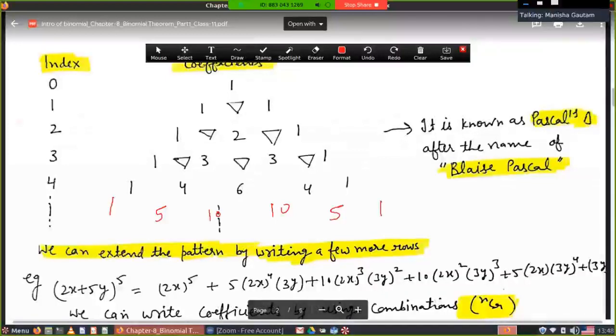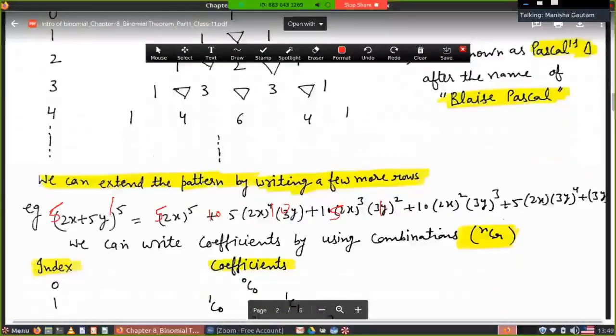If the index is 5, it means the expression has power 5, then the coefficients of the first term, second term, third term, fourth term, fifth term and sixth term will be these: 1, 5, 10, 10, 5 and 1. Now you can observe in the next example.